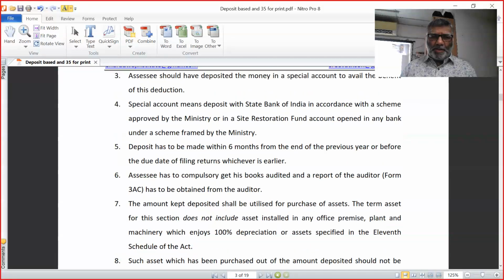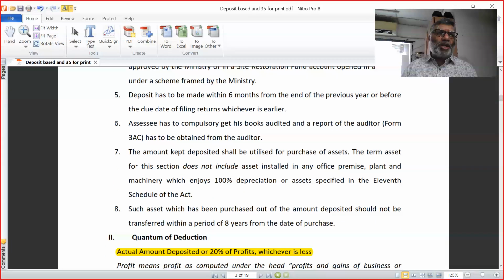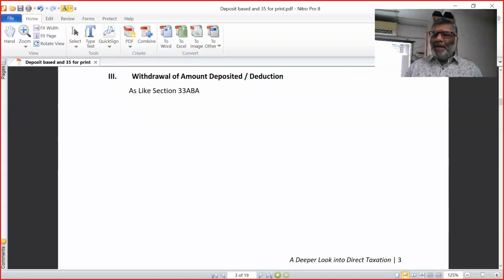Same conditions with regard to deposit, etc. The account name is Site Restoration Fund, with the Ministry of Oil and Natural Gas. Otherwise, all the conditions are the same. Here, there will not be a split. It will be fully taxable. That's all. But the most popular question is 33AB.